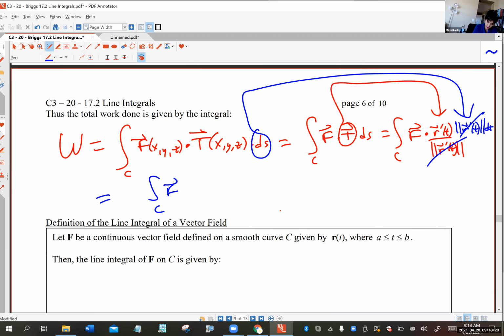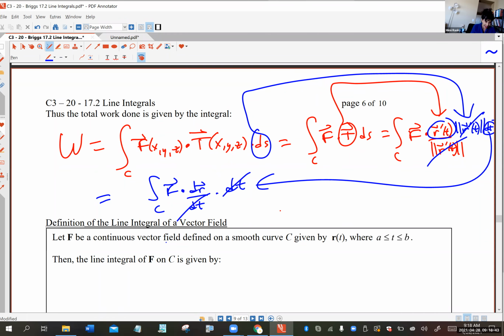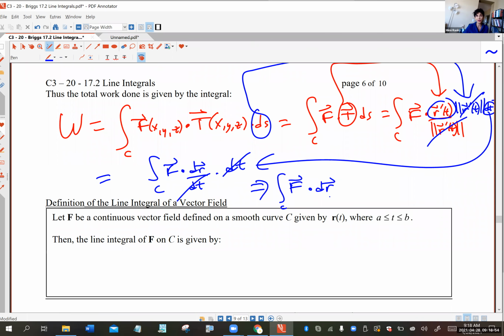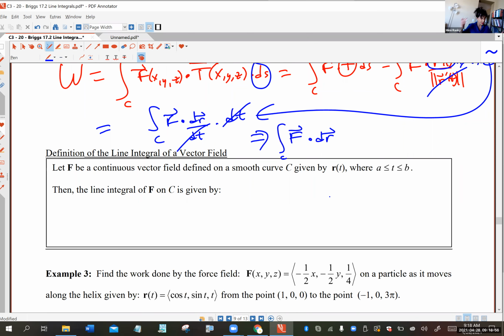Let me use a different notation on the r prime. Another way to denote r prime is dr dt. There's a dot product there still, times, and you still have this dt there. And if you think of dr dt as a fraction, the dt's cancel now. And all you're left with is this line integral where f is doing a dot product with dr. And I call this the FDR line integral. It has nothing to do with Franklin Delano Roosevelt, but it kind of looks like FDR.